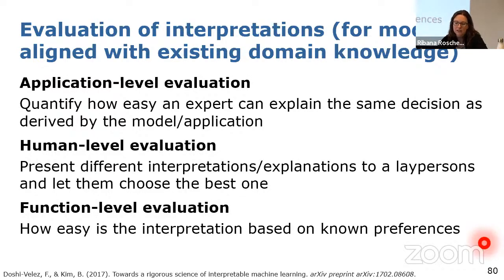And then there's a function level evaluation. So how easy is the interpretation based on known preferences? For example, if you feel better with a decision tree which is very small, then your model should not be a complex random forest. This is also something that can be evaluated from an interpretable model perspective.